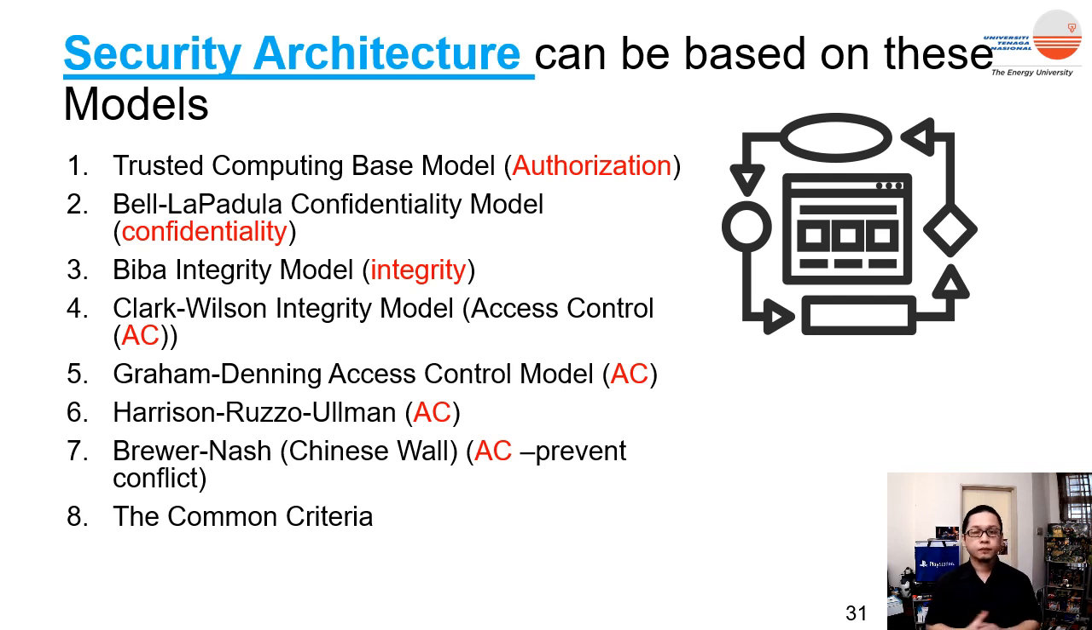So for example, if you want to look at an authorization model or confidentiality model or integrity model, you can look at the trusted computing base model, the Bell-LaPadula model, or the Biba integrity model. Or you can combine these models together to ensure that they provide the solution that you want. You can also look at the Clark-Wilson integrity model for access control, and then the Graham-Denning access control model, followed by Harrison-Ruzzo-Ullman for access control also, and also Brewer-Nash, the Chinese wall, and the Common Criteria for policy writing.